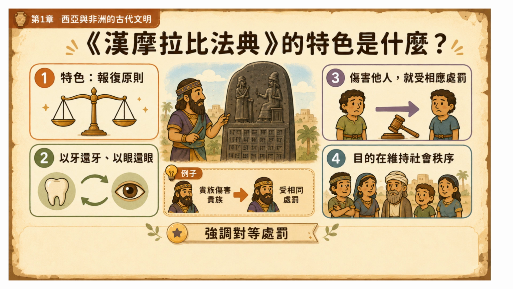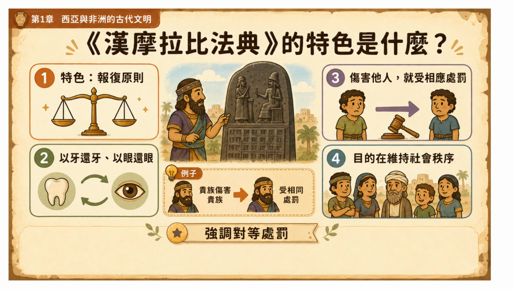One special feature of the Code of Hammurabi was the principle of retaliation. The famous idea was an eye for an eye, a tooth for a tooth. This meant that a person who harmed others would receive a related punishment. The purpose was to maintain social order.